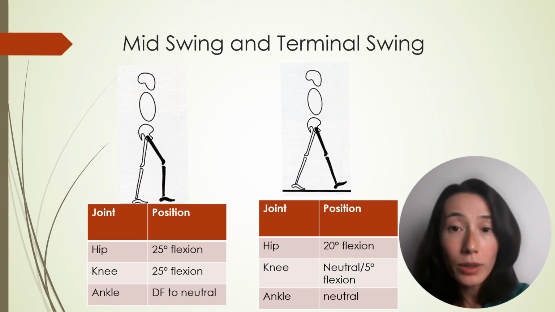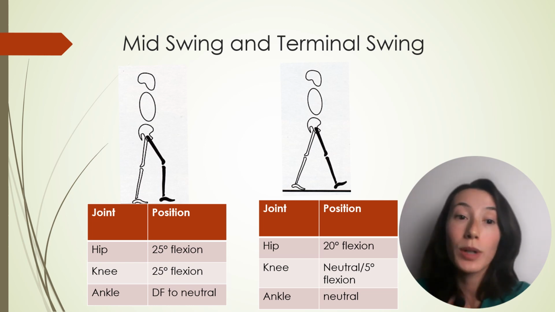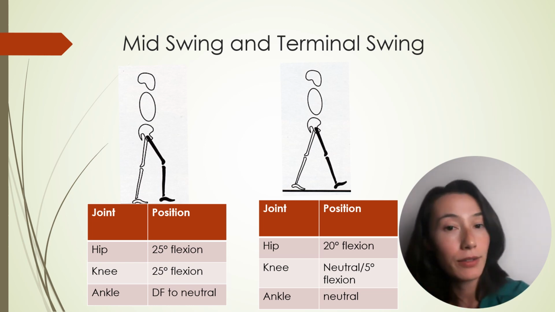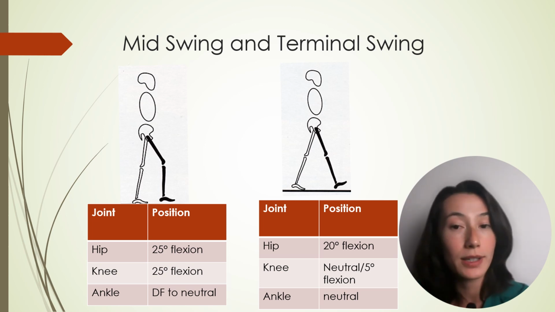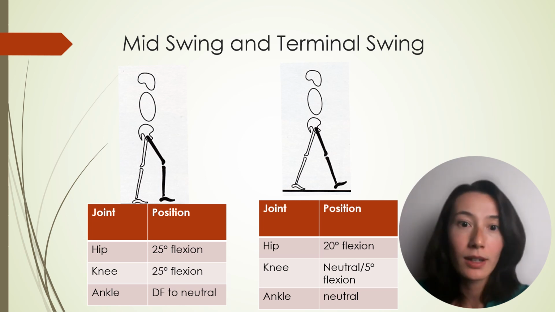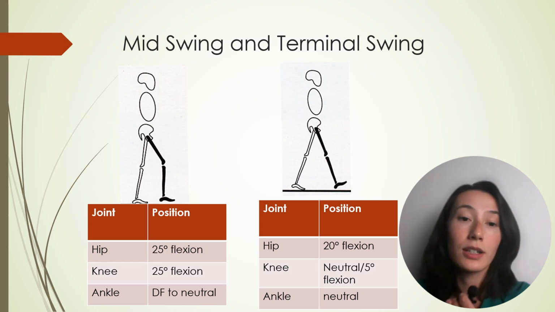Now, this is really important as we talk about mid-swing going into terminal swing. In mid-swing, the limb is going full force into swinging to get that right leg in front of the left leg. You're whipping it forward. Now, all this momentum is going to get the hip to flex the most that it's ever been at during the gait cycle, which is at 25 degrees. And the hip is also going quickly from 25 degrees of flexion during mid-swing to an extended position in terminal swing.